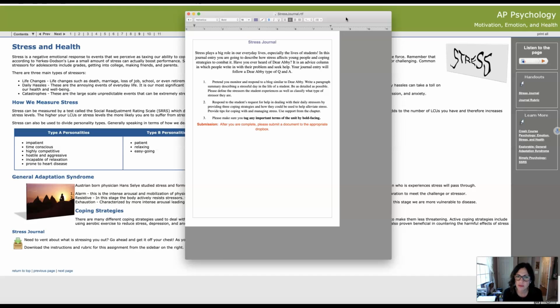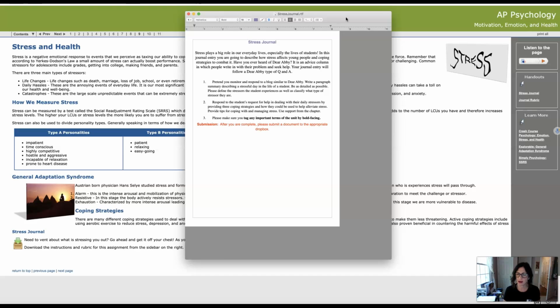Number 2, respond to the student's request for help in dealing with their daily stressors by providing 3 coping strategies and how they can be used to help alleviate the stress. Provide tips for coping and managing with stress. Use support from the chapter or outside resources. And so make sure for each strategy that you talk about how that strategy would be applied to the scenario to alleviate stress. This is important.